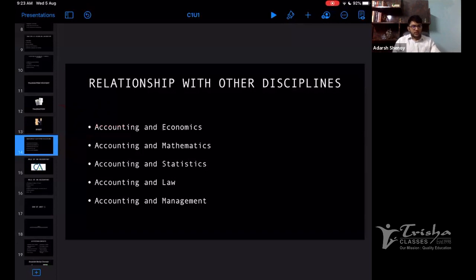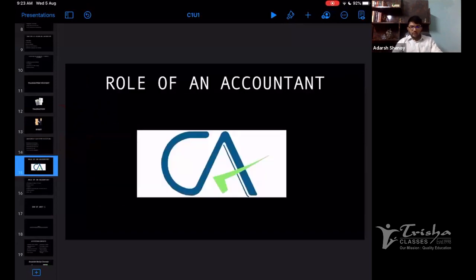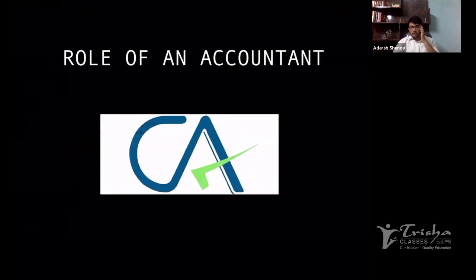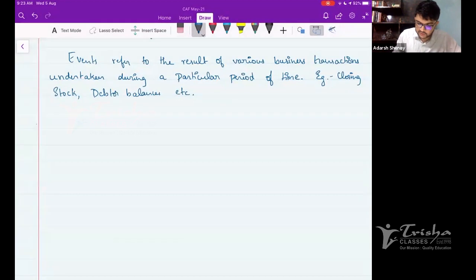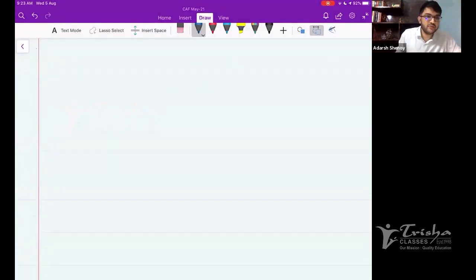Okay. Next one is role of a CA or role of an accountant. What does the accountant do? This will not come for exams for sure, but it is part of your syllabus. So they just want you to know what CAs do because most of us are not aware what CAs do. Are you aware what CAs do? What does a chartered accountant do exactly? Are you aware? No, right?